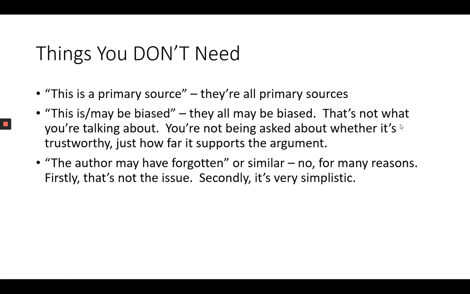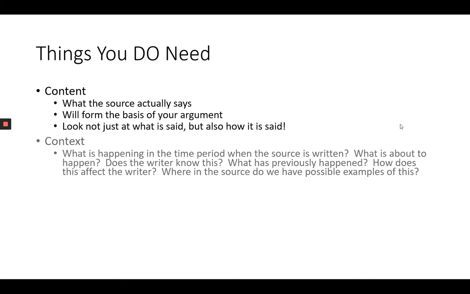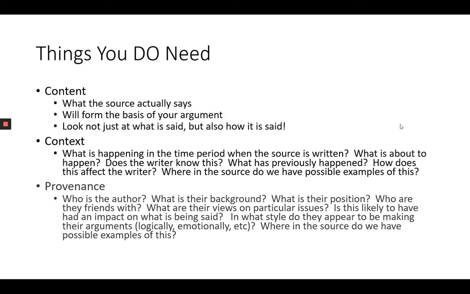Here's what you should do. What you need to do with each source, and you know this, but it's worth reminding you, is to look at three aspects: content, context, provenance. The content is the most straightforward bit. It's the meat and drink of a source. What's the source actually say? This is therefore the basis of your argument.